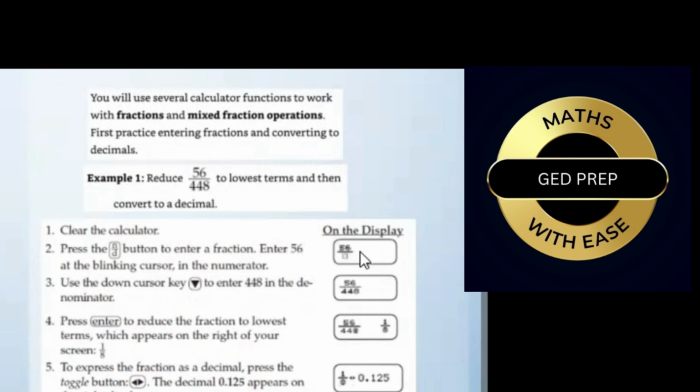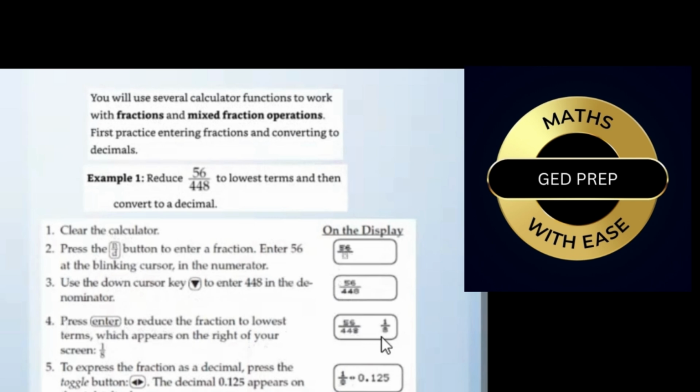But let's assume that your cursor is blinking in the numerator, enter 56, and then you want to press your down cursor key, or your down arrow, so that you can enter your denominator, which is 448. And then because this function recognizes that you're putting in a fraction, you don't need to enter an operation like division or multiplication, for example, right? All you would need to do is put in the numbers and press enter. And once you press enter, you'll have your fractional equivalent on the right-hand side, which is 1/8.